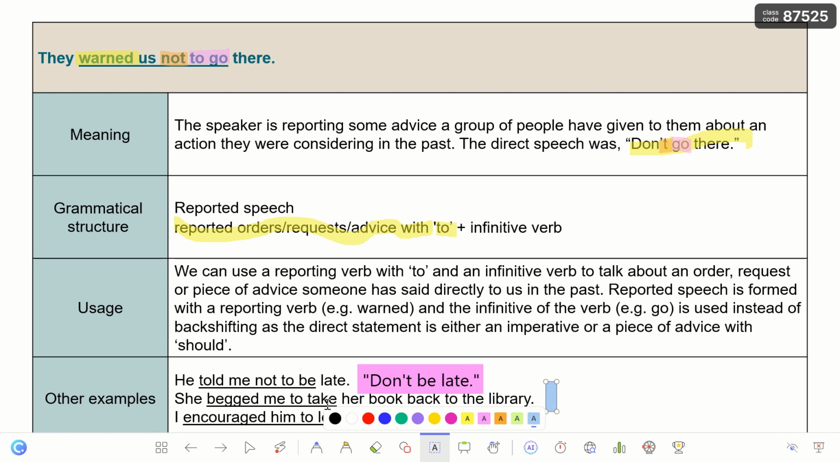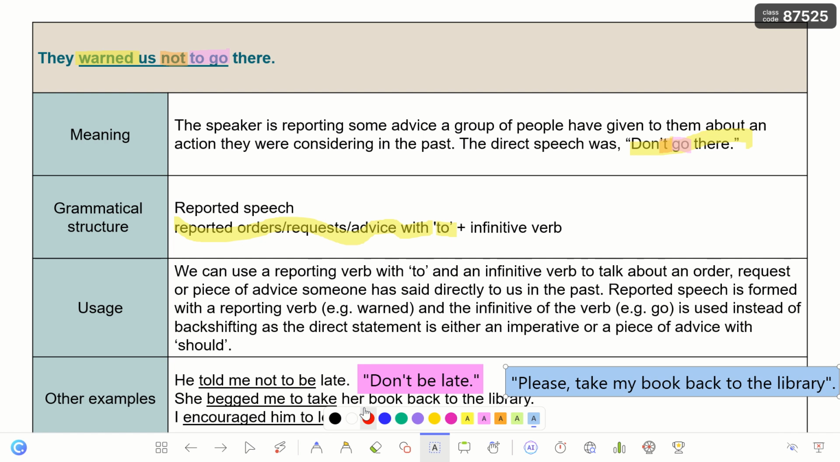Here. "She begged me to take her book back to the library." "Please take my book back to the library." Why did I use "please"? Because here she begged me, as if she pleaded with me. "Please take my book back to the library."